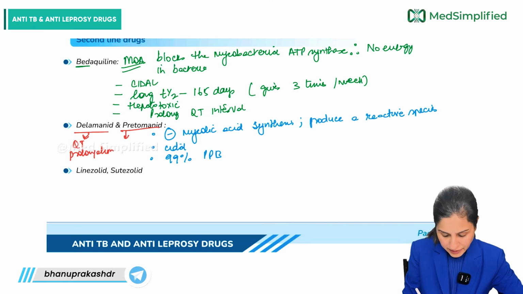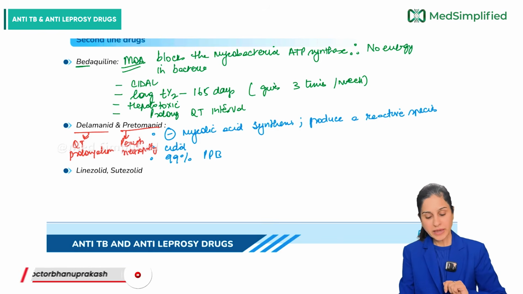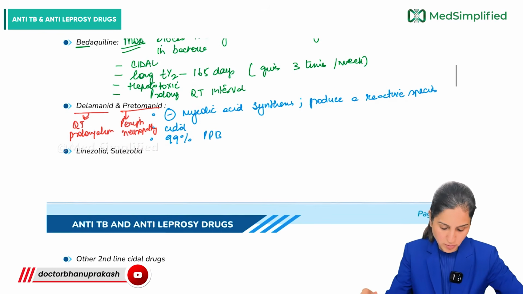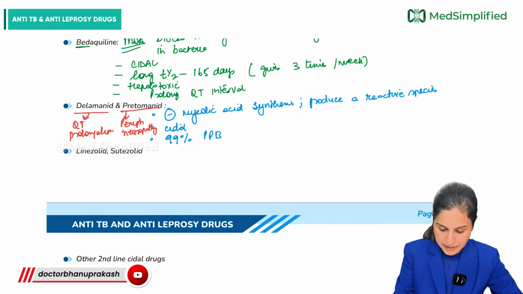Pretomanid with a P causes peripheral neuropathy. Okay, pretomanid with a P has peripheral neuropathy. Delamanid causes QT interval prolongation, just like bedaquiline.